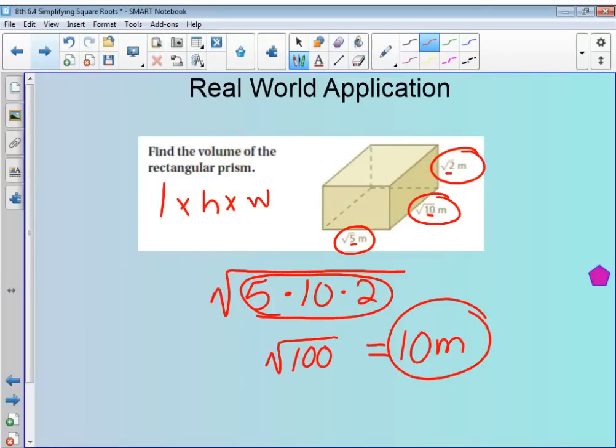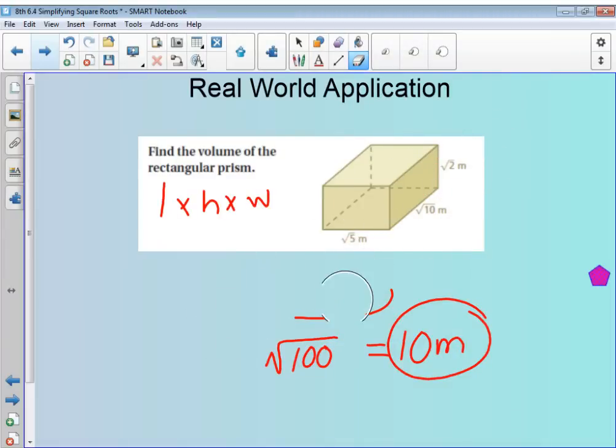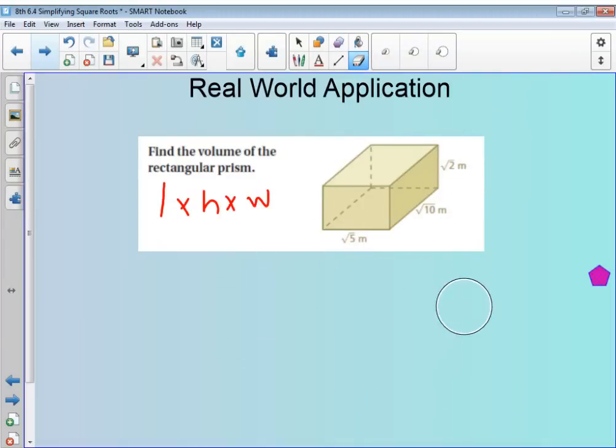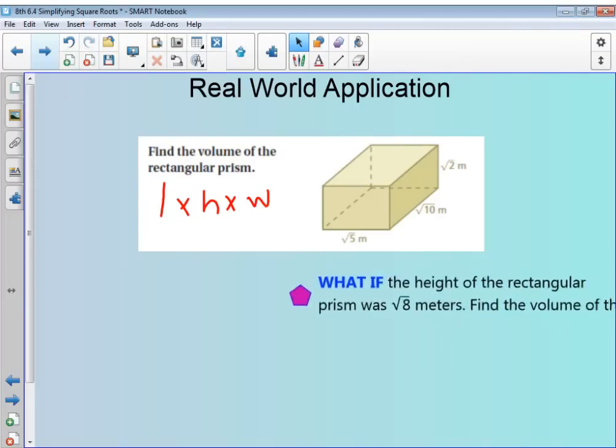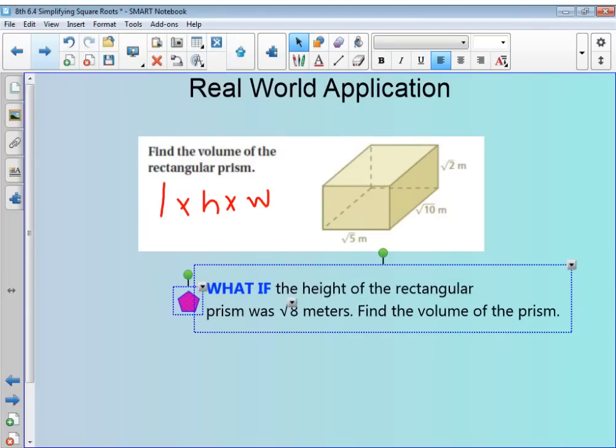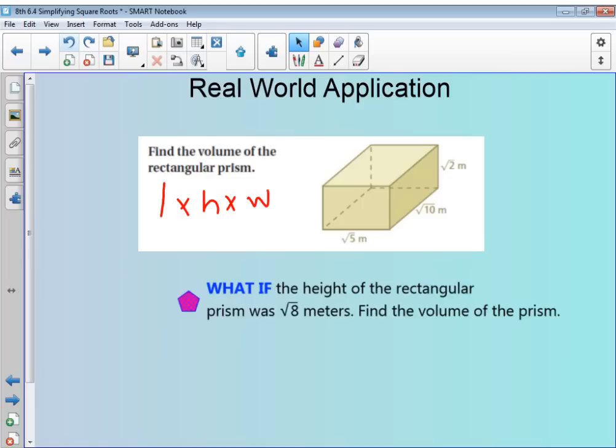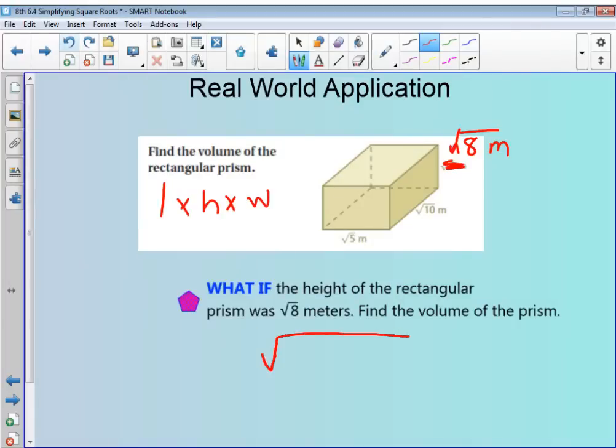Okay, so let's try one more of these. I'm just going to change one of these numbers. So instead of that 2, let's change it to an 8. What if I change the height, this right here, to an 8? Okay, so we're still going to do the same concept. We're going to go ahead and do our radical symbol, and we're going to put each of these numbers underneath. So 5 times 10 times 8.